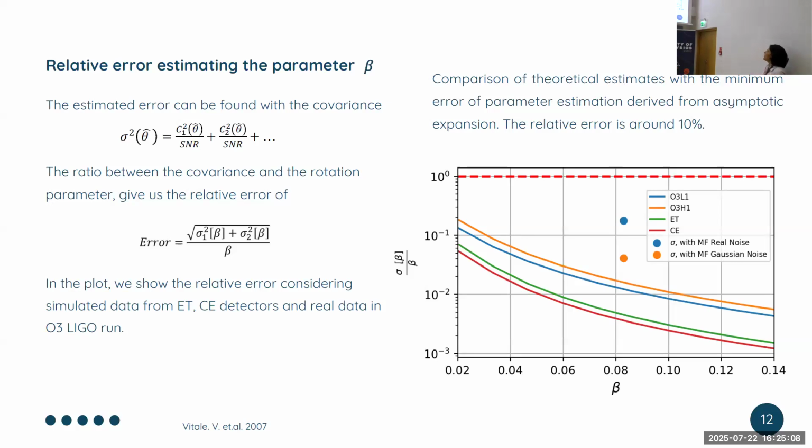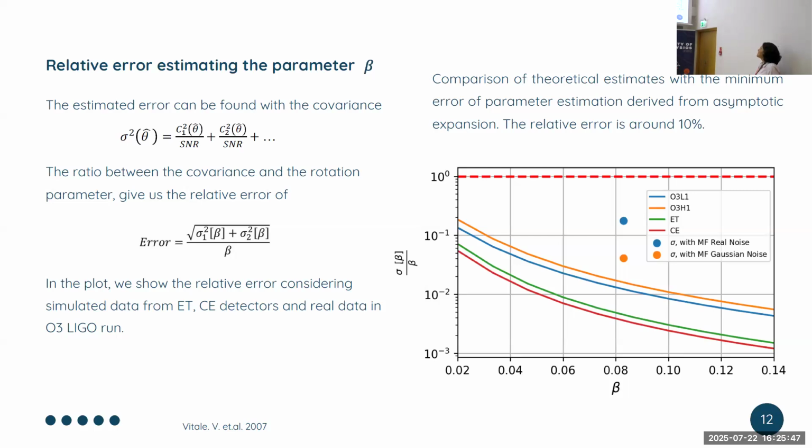Then we also do the estimation of this error with the Einstein Telescope, Cosmic Explorer, and LIGO O3. You see the estimated parameter error with Cosmic Explorer and Einstein Telescope is lower than the matched filter, and LIGO is bigger than Cosmic Explorer and Einstein Telescope. Our analysis with real noise and Gaussian noise is around 10%. It's not so bad. It's a very good result.